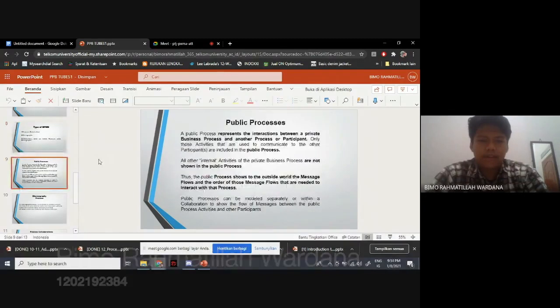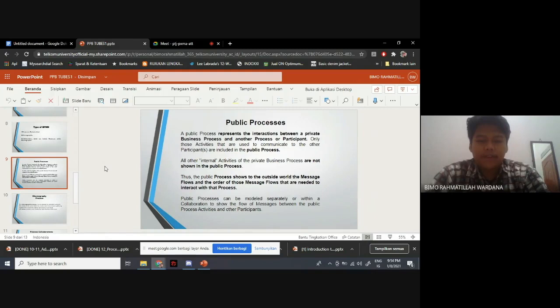So the first is the public process. Public processes represent the interaction between a private business process and another process or participant. Only those activities that are used to communicate with the other participants are included in the public process. All other internal activities of the private business process are not shown in the public process. Thus, the public process shows to the outside world the message flow and the order of those message flows that are needed to interact with that process.